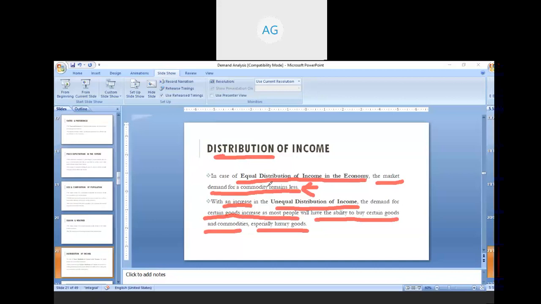So that's all the determinants of demand. So all of you understand it? Just write in the chat box.